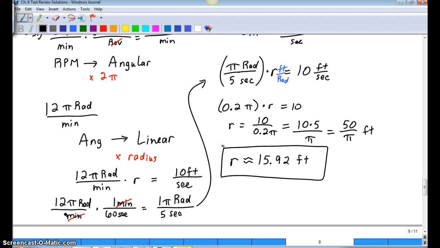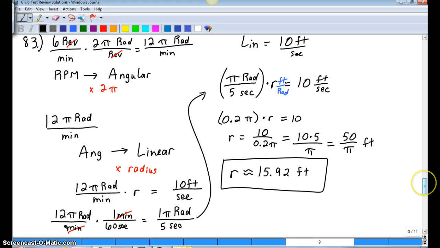So again, just keep in mind, in any of these angular velocity, linear velocity problems, just know that from RPMs to angular, you multiply by 2 pi. And then once you have your angular, like radians per minute, just multiply by your radius, and you get your linear velocity, such as either feet per minute or miles per hour.